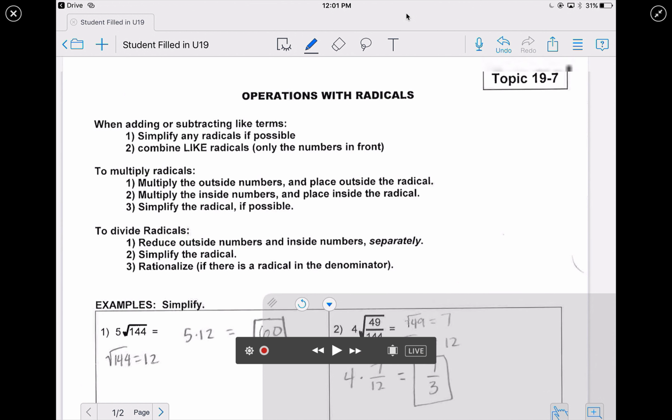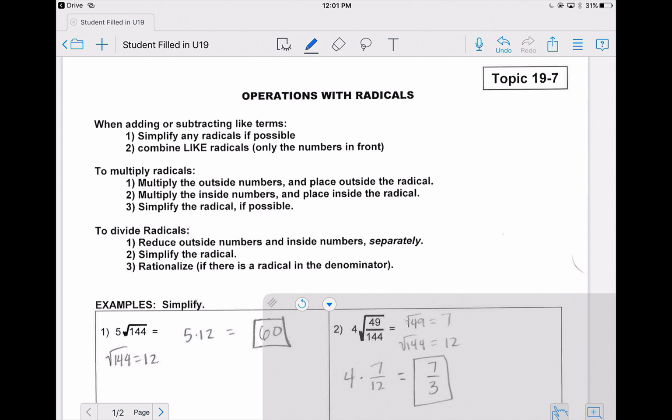This video covers topic 19.7, operations with radicals. All of your operations, adding, subtracting, multiplying, and dividing, have been listed here for the steps. Remember that there are times when you need to simplify either at the beginning or your answers or somewhere in there, and those steps for simplifying have not been listed, but all of these, adding, subtracting, multiplying, and dividing, are ways to simplify.